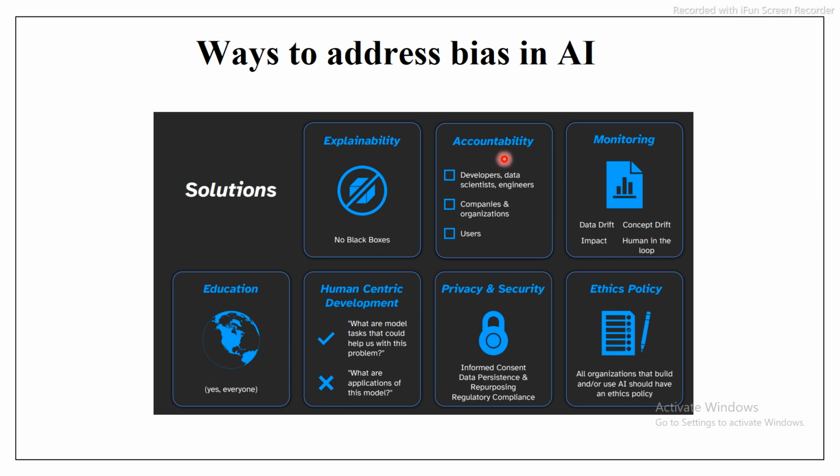Then comes accountability. Developers, data scientists, engineers, companies, organizations and users must be accountable if they are using any black box techniques, okay. Monitoring the data drift, concept drift, impact, human in the loop. Whenever you are collecting data, you have to check how biased that person is who is collecting the sample, because if a person is biased, obviously your training data will be biased.